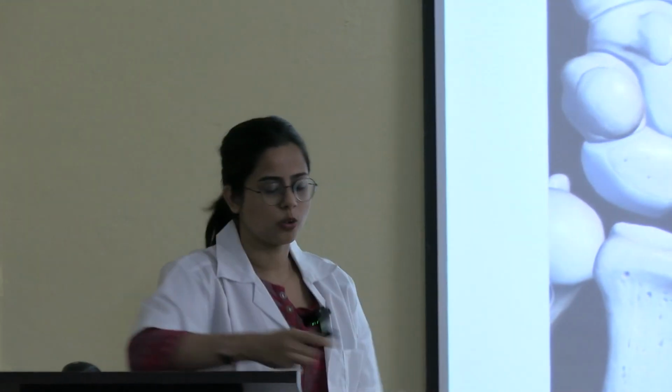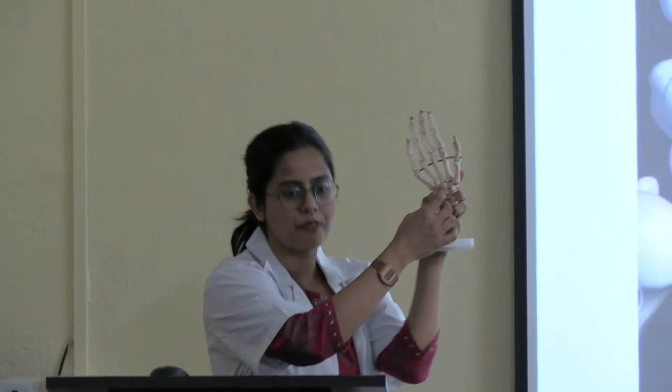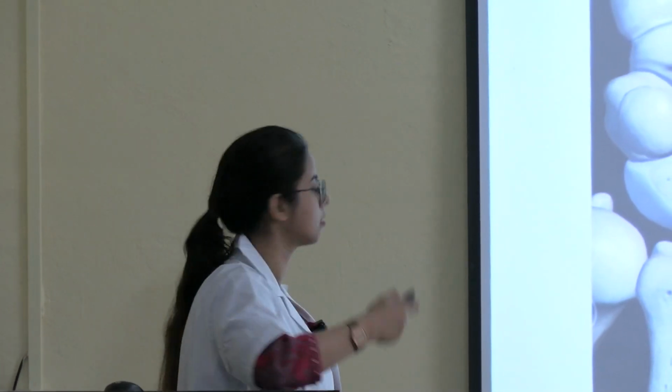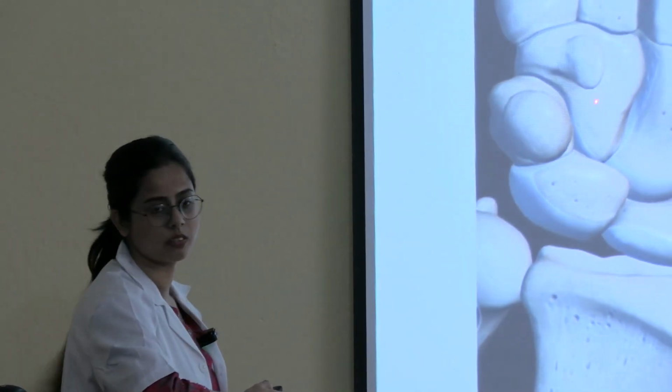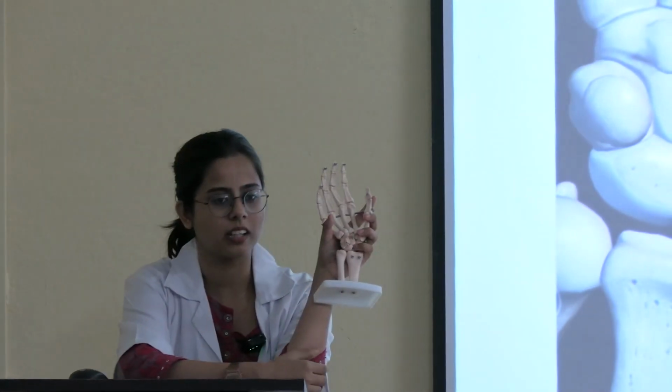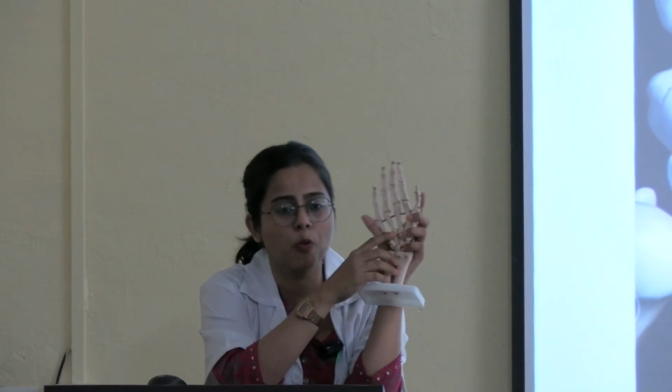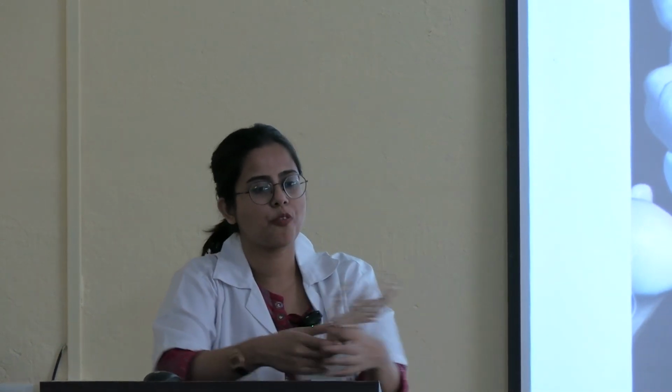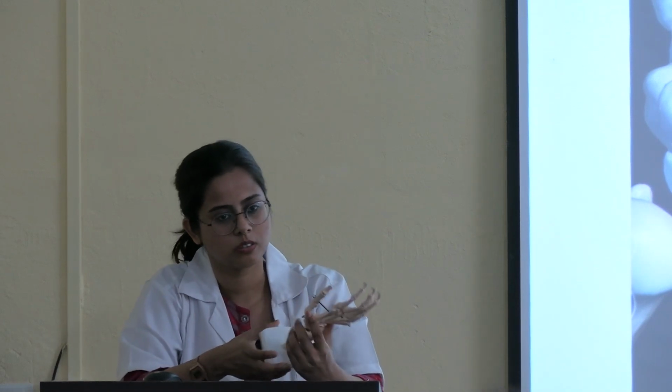So this is the hook of hamate, this one. It is related with ulnar artery and ulnar nerve. So whenever this bone gets fractured, ulnar artery and ulnar nerve will be disrupted. So the blood supply which this provides to the muscle will also get disrupted. So their functions will go.